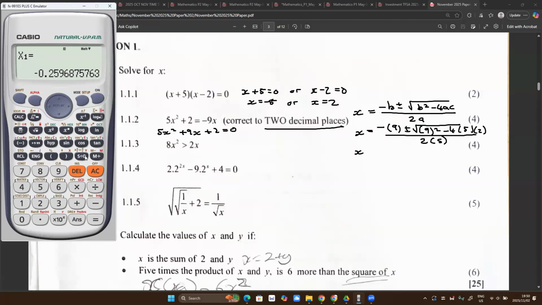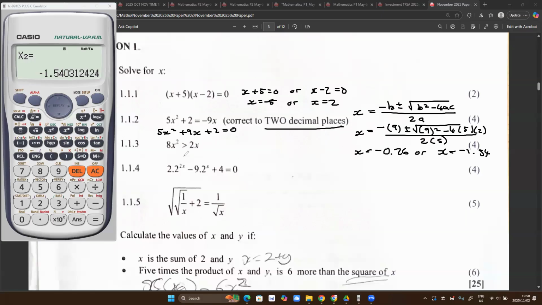Okay, S to D. So I get -0.26. And the other answer, S to D, is -1.54. So I can put those in, and that will be great. Okay, so let's annotate. Now we can say x = -0.26 or x = -1.54.